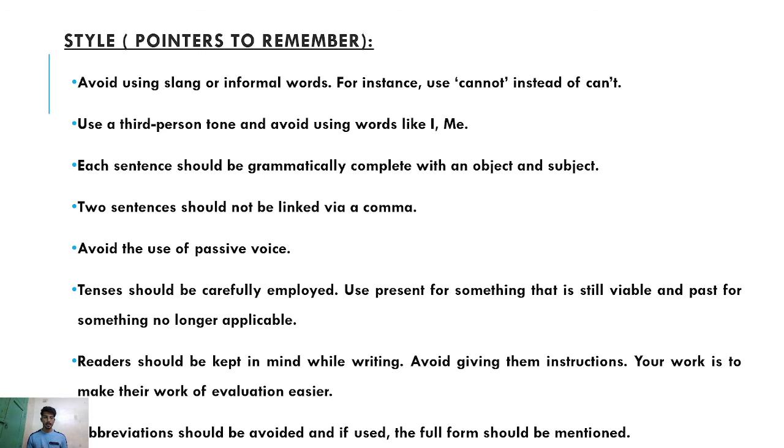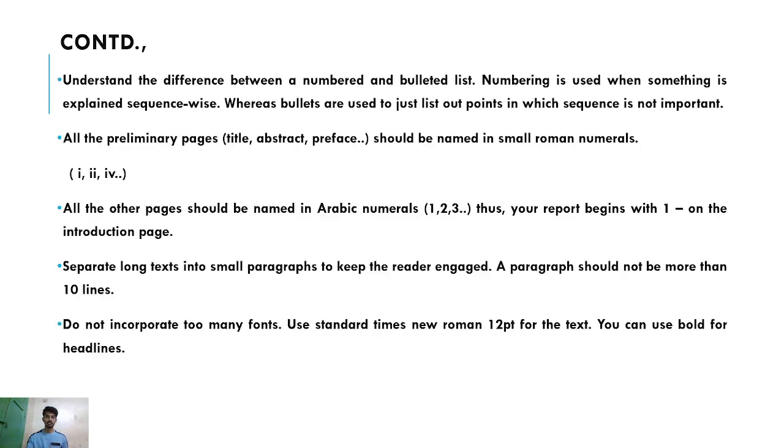Abbreviations should be avoided, but if used, the full form should be mentioned earlier. Understand the difference between number and bullet lists. A number list should be used when we are explaining something in sequence, and bullets are used for points which are not required to be in sequence.